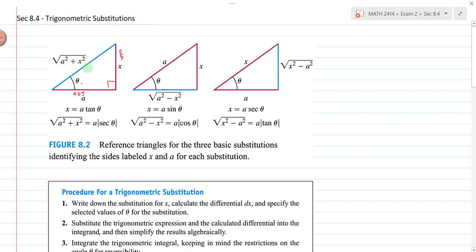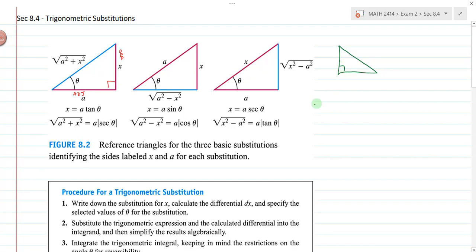So if I had an expression that had a radical in it, and it was the sum of two squares, I would want to set up a right triangle like this for my substitution. We know from trigonometry that opposite over adjacent is equal to tangent, right? And so we could say that x is equal to a times tan theta. Let me explain why that works this way.